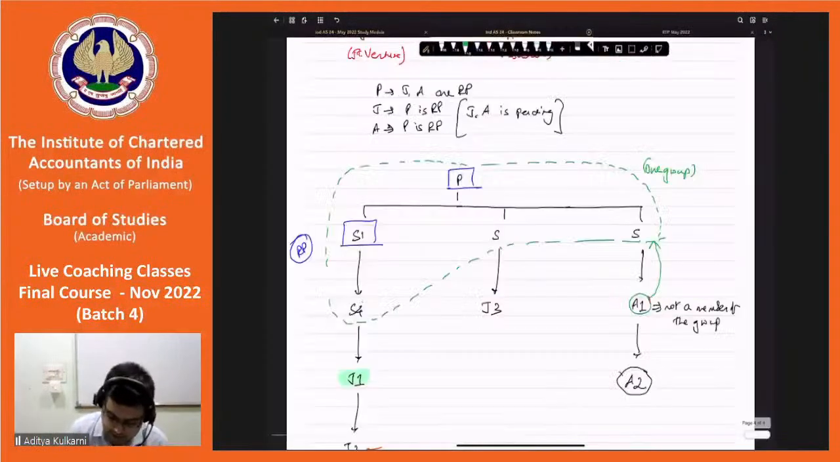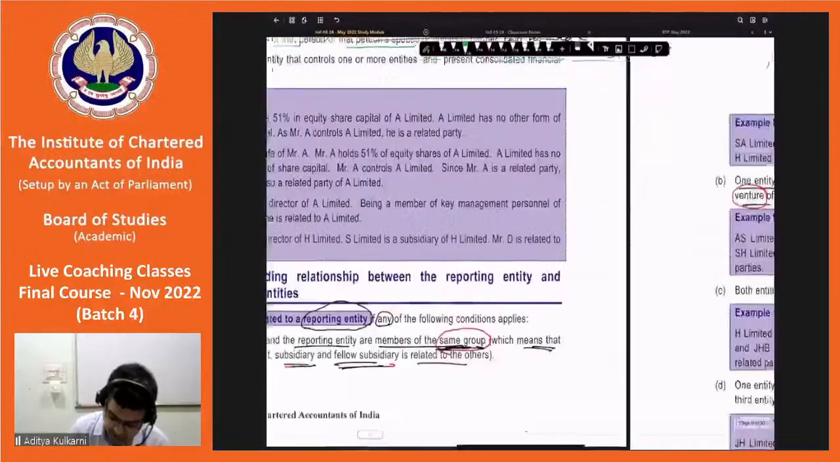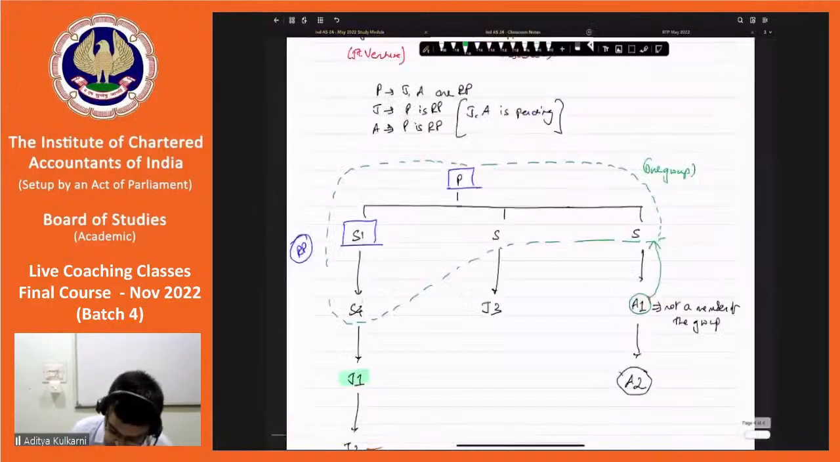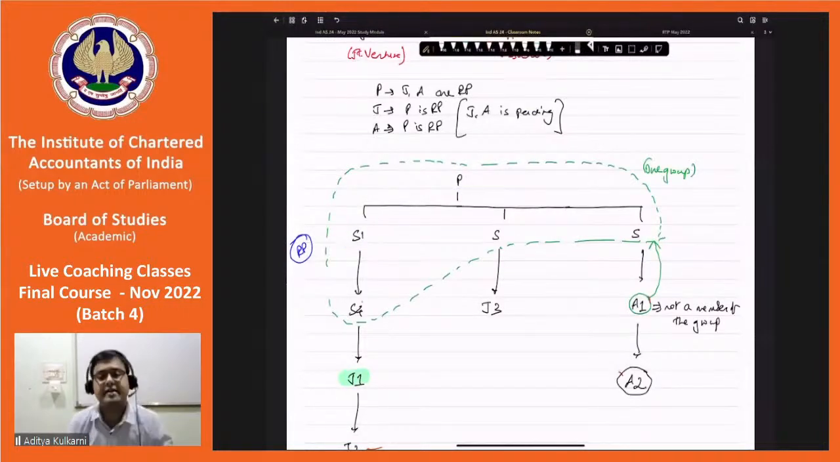Now look at it. One entity is an associate or joint venture of a member of the group. So, when do we decide related party? It is with reference to two entities. Related party is by referencing two entities. Okay. So, let us talk about S1.